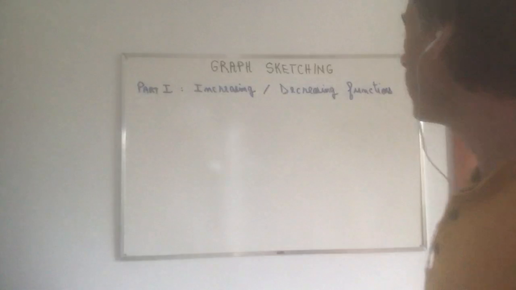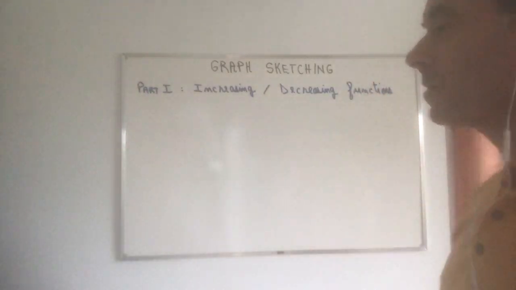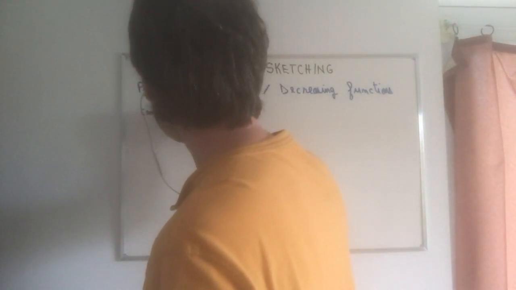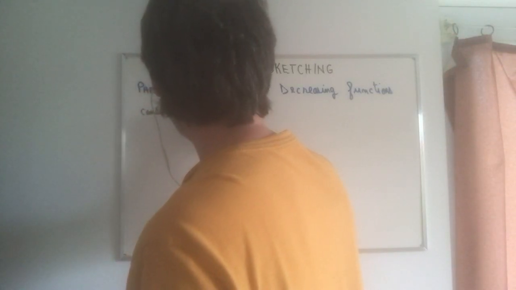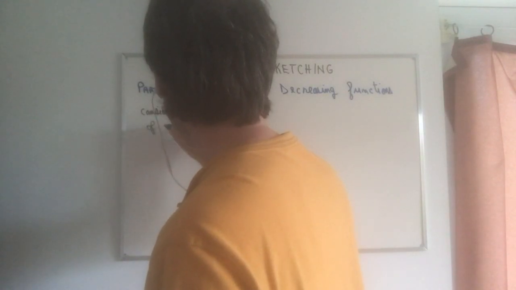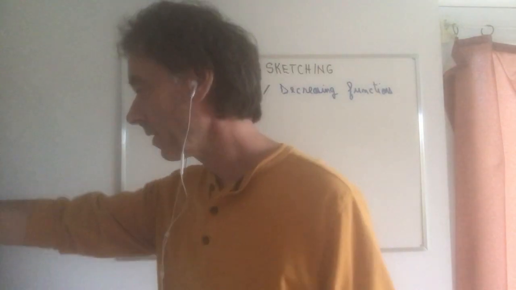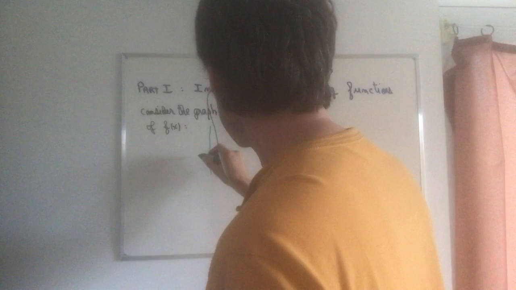Increasing and decreasing functions is the first one. So part one, increasing, decreasing functions. I'd like to introduce this by looking at a graph of a function. So consider the graph of f of x, and the graph of f of x is going to go something like this.